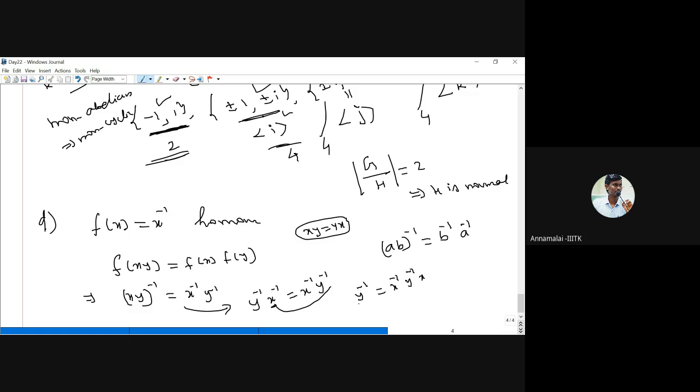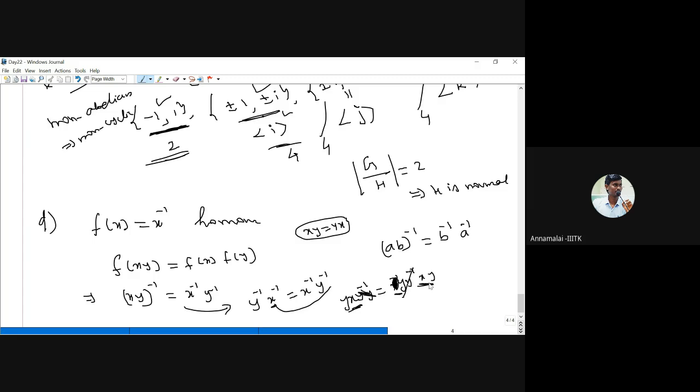Now I'm going to multiply x to the right hand side. Therefore, we have an x here and this x inverse cancels. If you multiply y on the right hand side, this is cancelled. Therefore, we get yx equal to xy. So finally, we get xy equal to yx for all x, y. Therefore, f of x equal to x inverse is a homomorphism if and only if G is an abelian group. This is very important here.